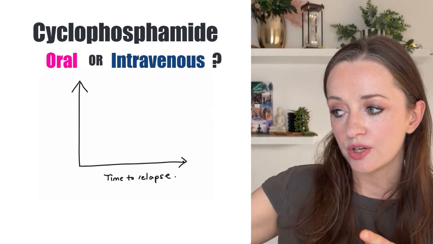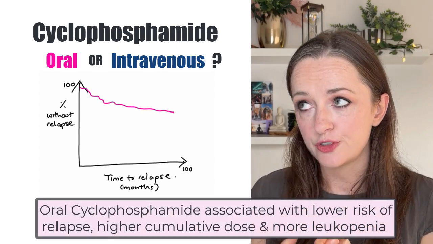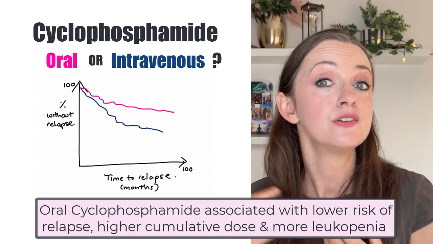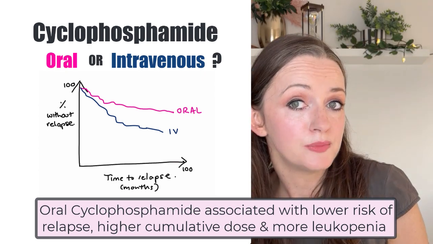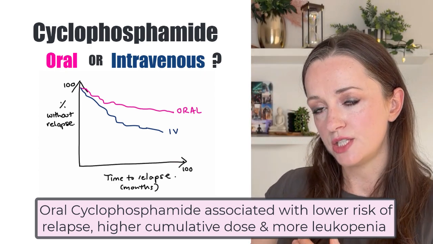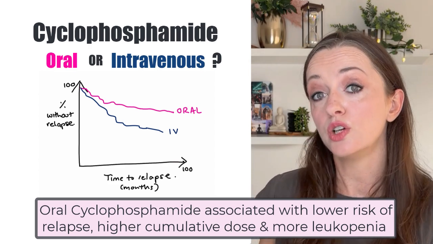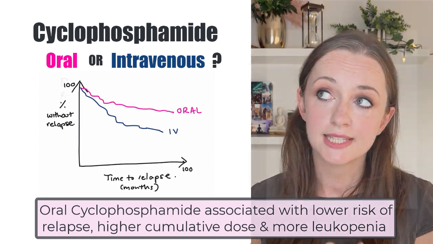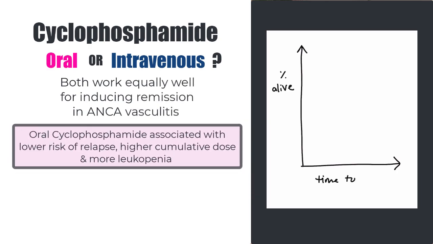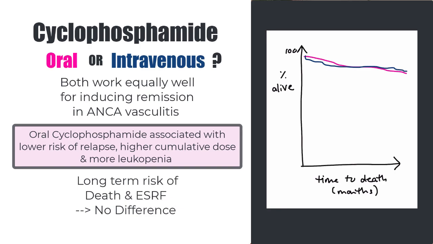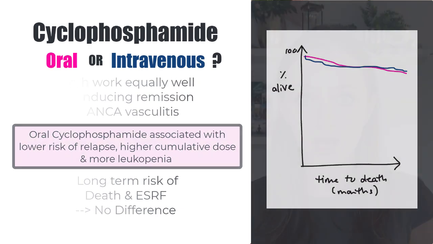What they found in the longer term though was that the oral cyclophosphamide was associated with less relapses. There was a higher cumulative dose in that group and less people tended to relapse over time. And there was slightly more leukopenia in that group as well, so more toxicity. But despite the fact that the oral cyclophosphamide had less relapses, when they looked at the overall outcomes in the longer term in terms of end-stage renal failure or mortality, there was no difference. So even if you had a few relapses along the way, at the end of it, there wasn't a lot of difference in terms of those big major outcomes.